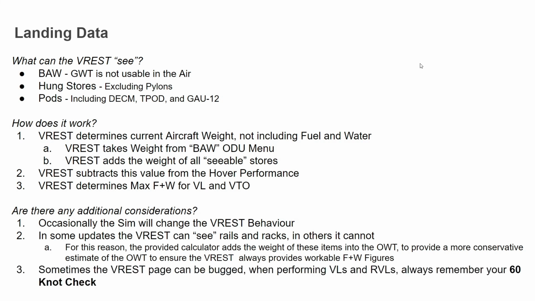Sometimes the VRS page can be bugged, so when performing VLs and RVLs, always remember to do a 60 knot check. So again, this is something we'll go on about during all of the VSTOL course. When you're performing an RVL or a VL, when you get to 60 knots, you should be looking at the diamonds, the hexagons on the hood. You've got one for RPM and one for jet pipe temperature. If either of those have more than 3 legs, that is half of the hexagon, complete at 60 knots, you need to go around, potentially dump fuel and or stores, and then come back in.